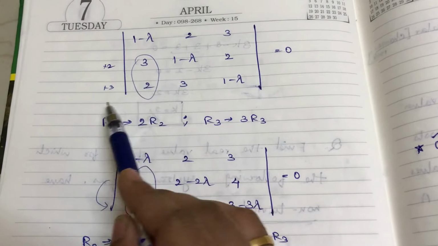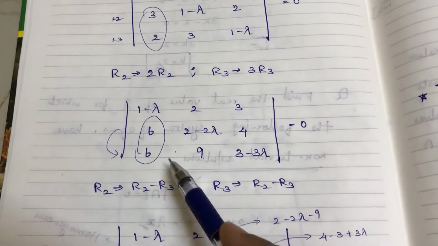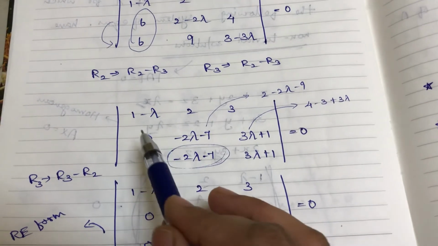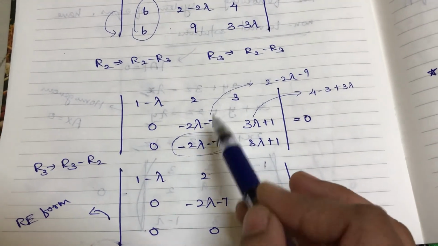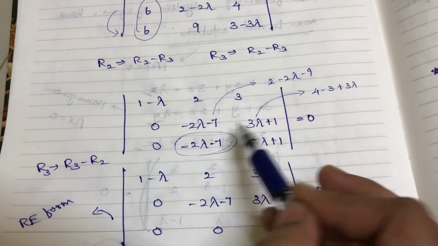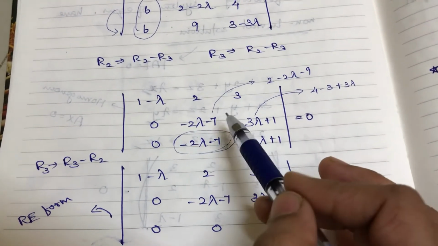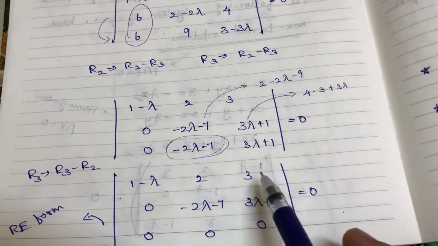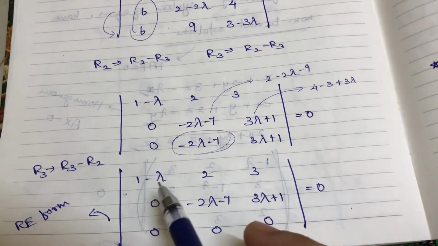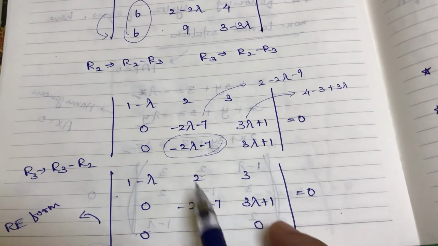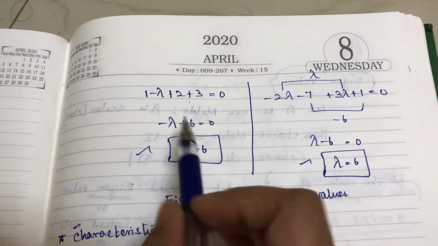Just multiply this by 2, multiply this by 3. You can get 6. So just subtract, and you get these 2 as 0. After that, R3 implies R3 minus R2. That's it. If we subtract both the things, all will get 0. So we need to just add, and we will get the lambda value. Here you can see, in both cases we will get the same value.